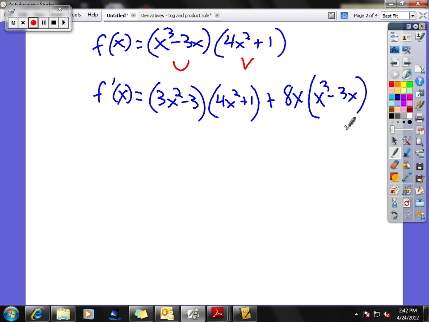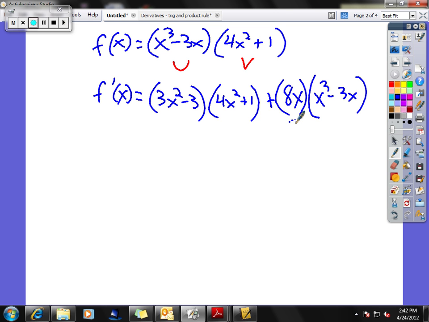Now notice how I used parentheses on both of these first terms, because they both have two terms in them. You got to put parentheses around that, otherwise it's not going to be right. Now this 8x here could have parentheses around it. I didn't put them because you don't need them, but it's okay to put them. But it's better to put them and not need them than to need them and not put them.